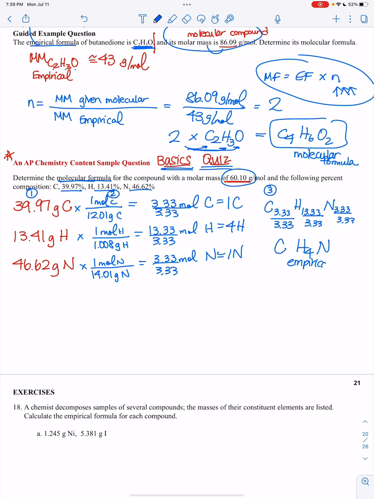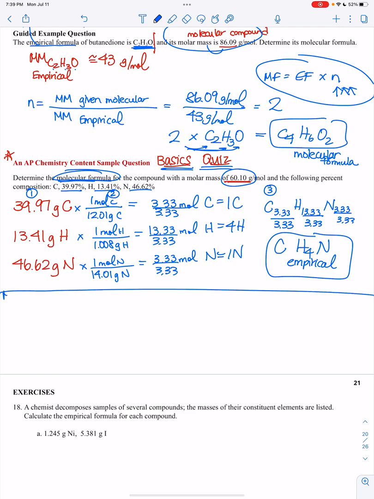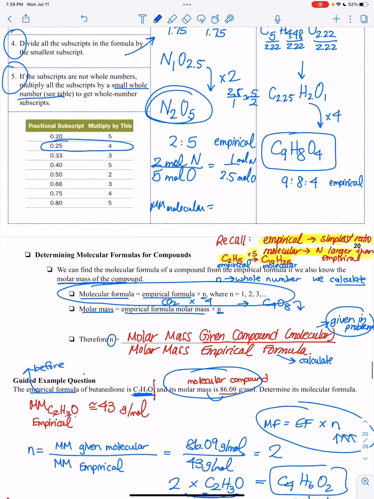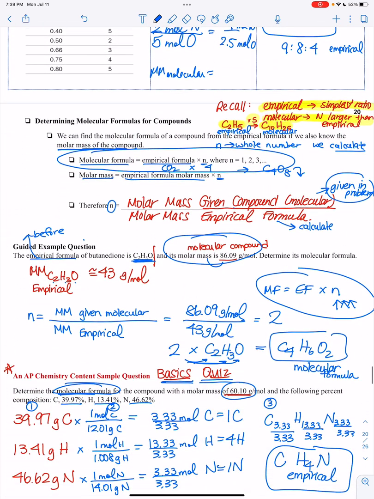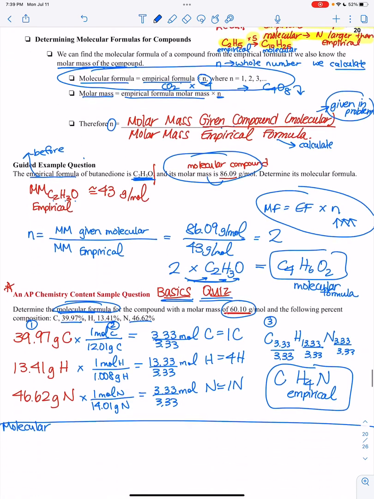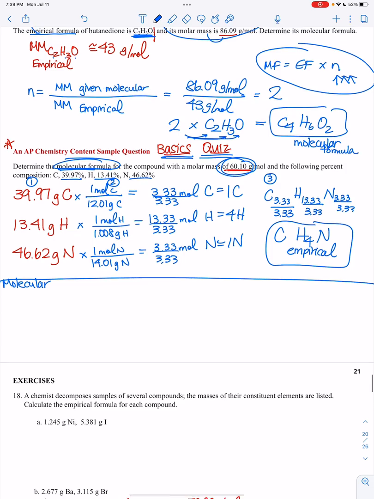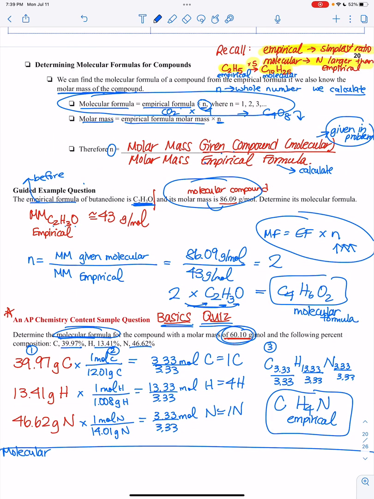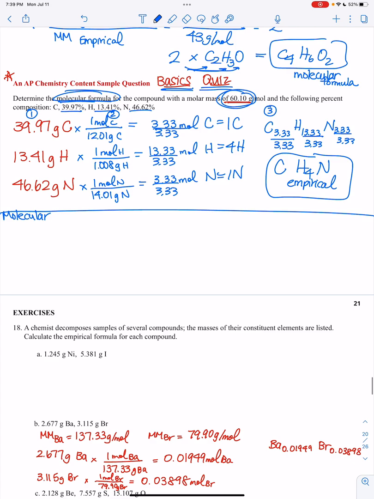But I did not ask for the empirical formula. I asked for the molecular formula. Well, if I want to get the molecular formula, I have to do the steps that I just showed you in the previous part of this lecture. All right, again, we need the empirical formula multiplied by some number n. If I want to figure out what this number n is for my molecular formula, I need the molar mass of the given compound, which I gave you is 60, divided by the molar mass of the empirical formula. I'm going to have to calculate that.